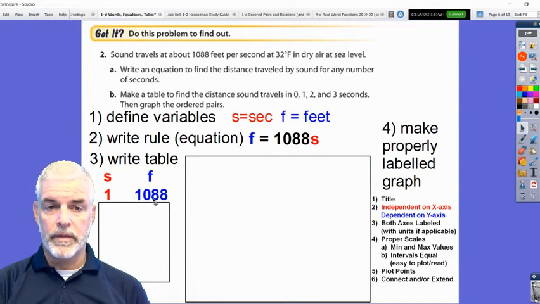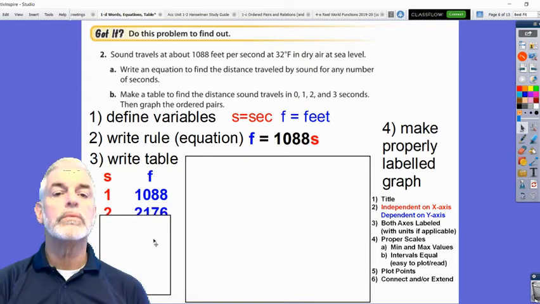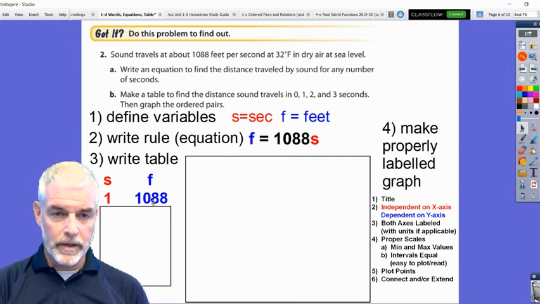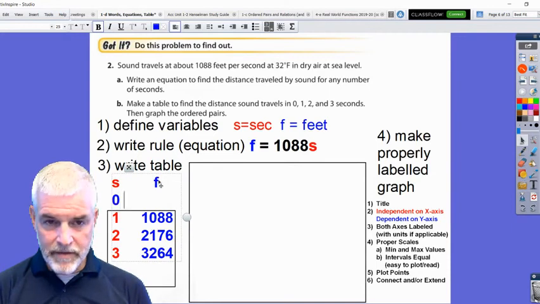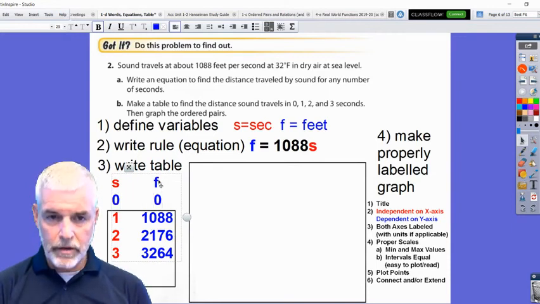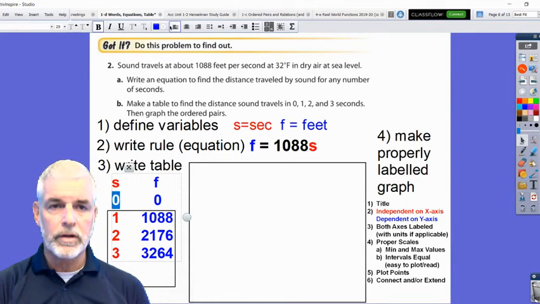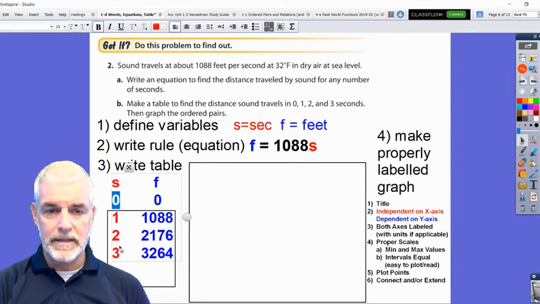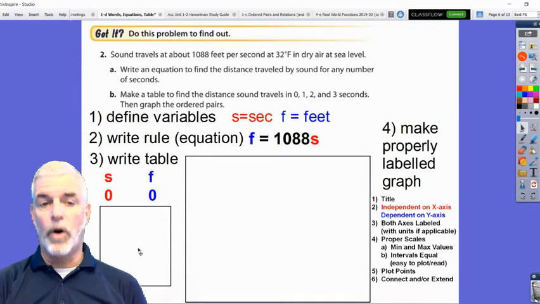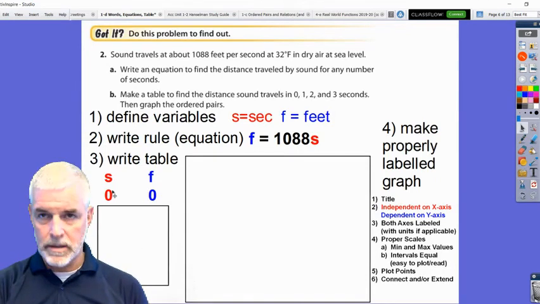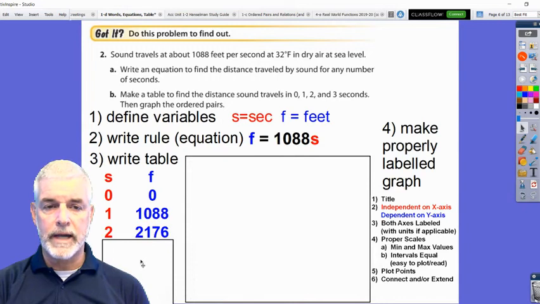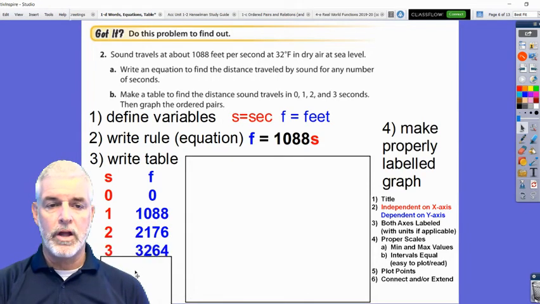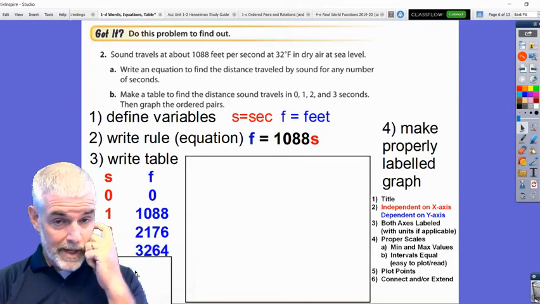One second, 1,088 feet. Oh man, I messed up. They even told me to put 0 in here. See, they're inconsistent. So let me fix my table. Okay, since they gave me values to use, at 0 seconds, obviously, it's going to travel 0 feet. That's an easy one. Later on, when we do functions, we'll always use 0 as an input, always. You'll see why it's important later on in the year, okay? So 0 seconds, 0 feet, 1 second, 1,088, 2 seconds, 2 times 1,088, 3 seconds, 3 times 1,088, okay?